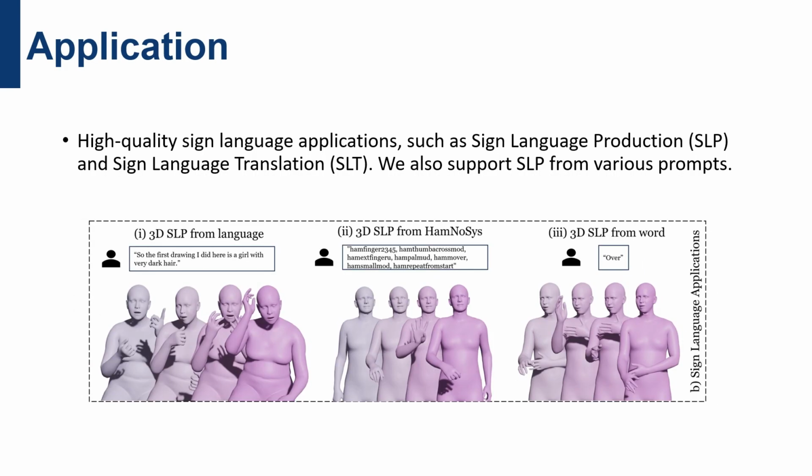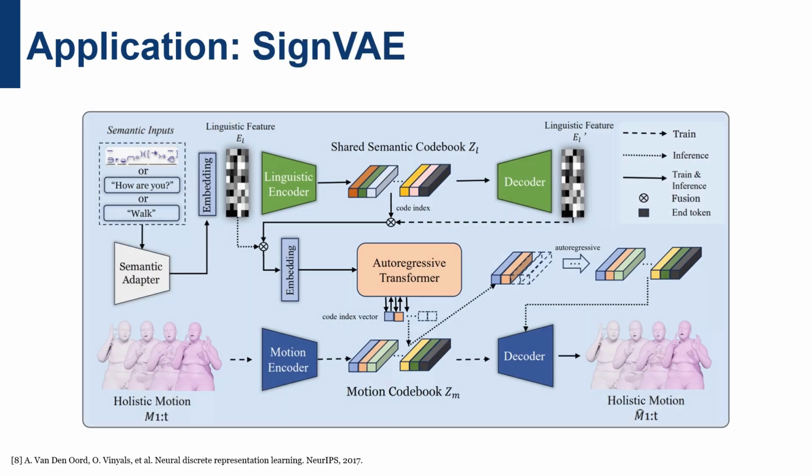Our dataset enables applications to generate high-quality and natural 3D sign language holistic motion along with 3D meshes from both isolated and continuous SL prompts, including HamNoSys, spoken language, and single word. We further introduce a transformer-based 3D sign language production baseline trained on our dataset. In particular, we first create semantic and motion codebooks using 2 VQVAEs and then employ an autoregressive model to generate motion code indices based on semantic codes.